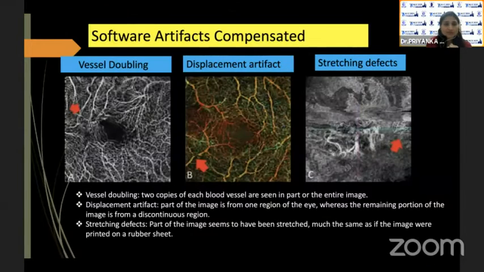But software do have a capacity to compensate all these motion artifacts, but then they create their own artifacts, which are called compensated software artifacts. Which are those? These are vessel doubling, where two copies of the vessel will be seen, like shown in the red arrow. Then second is displacement artifact, where part of the image is from one region, another from a discontinuous region, and the stretching effect, where the complete image has gone. It's like a stretch, like a rubber sheet. So these are some software artifacts.